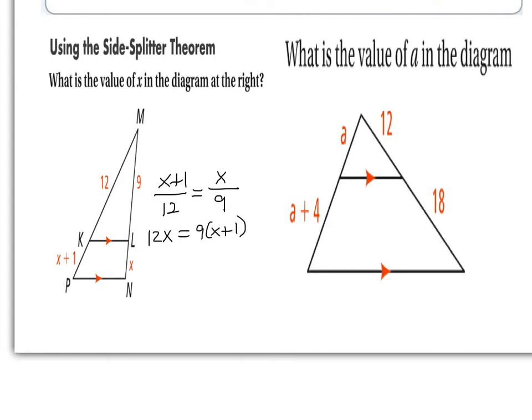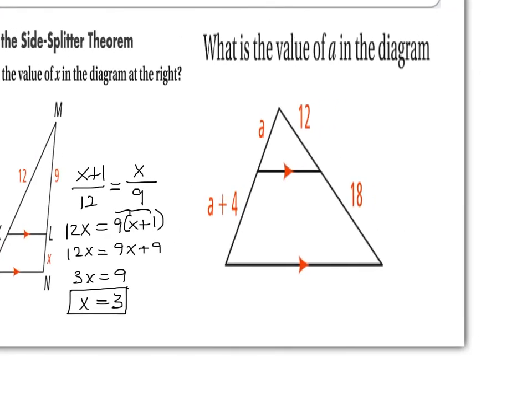I'd have to distribute the 9. So 12x equals 9x plus 9. Again, I distribute the 9 there and there. Subtract 9x, and this is now 3x equals 9. Then divide by 3, and x equals 3. So the value of x is 3. And you can figure out those sides by plugging it in if they ask you. I want you to hit pause here and do this one on the right, and then go through it and see if you get the correct answer.